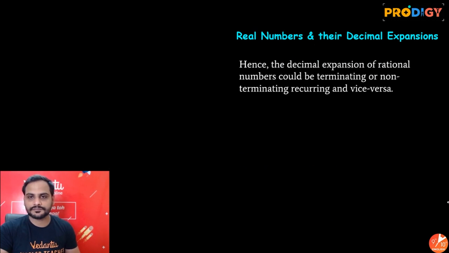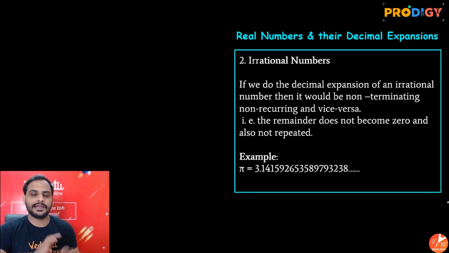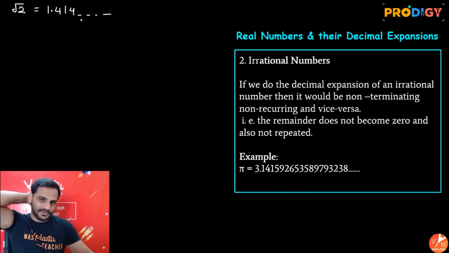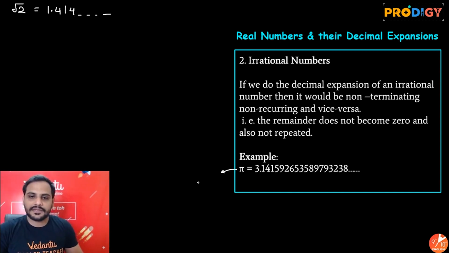Okay, next part. So decimal expansions of rational numbers are of two types, terminating and non-terminating and recurring. Alright, now irrational numbers. Remember, whatever numbers we have seen till now, root 2's decimal expansion is 1.414 and something. There is no repetition over here. For example, pi is also an irrational number.